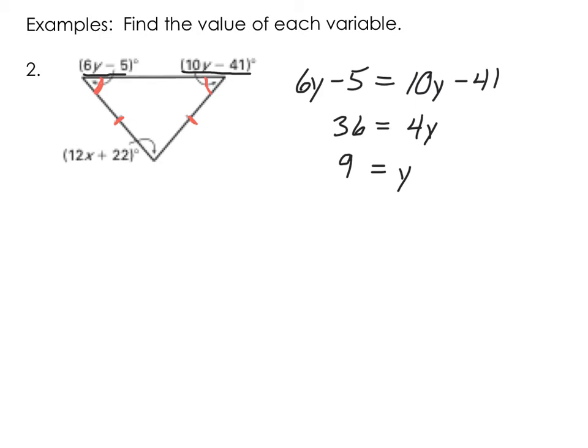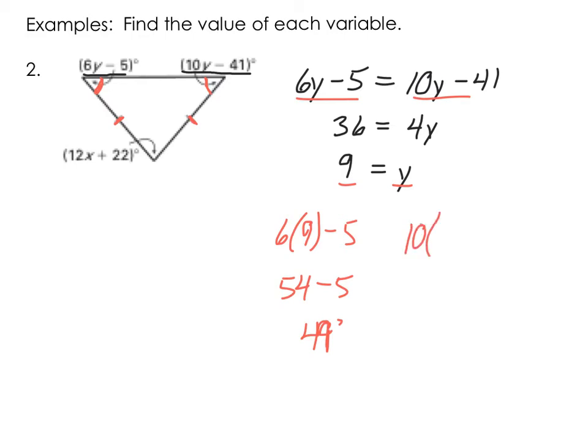One way to check my work is to take this y value and plug it back into my expressions. So we would have 6 times 9 minus 5. So I end up with 54 minus 5, which gives me 49 degrees. Now, if these base angles are congruent, I should get the same answer for my other angle. So we have 10 times 9 minus 41, which gives me 90 minus 41, which gives me 49. So yes, both my base angles are congruent. Both of them measure 49 degrees.